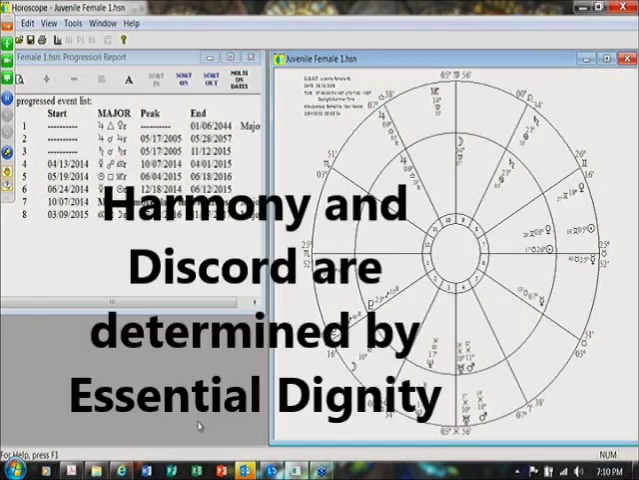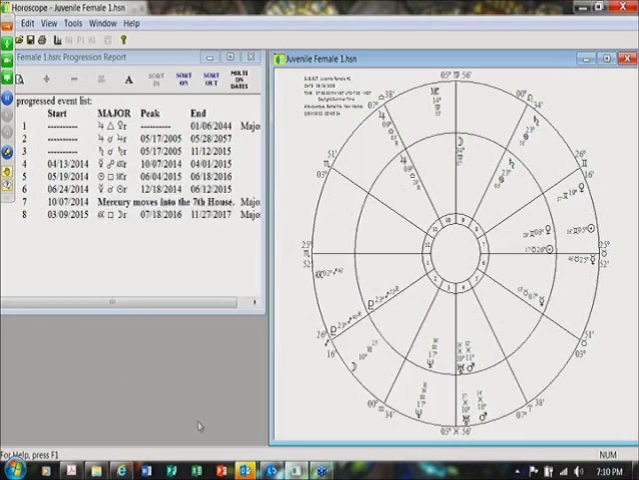Harmony and discord are determined by essential dignity. We also have what are called exaltations. We also have falls and inharmonies. We have essential dignities, which means that some planets express better in certain signs than in other signs. For example, Jupiter is exalted in Cancer. The Sun is exalted in Aries.